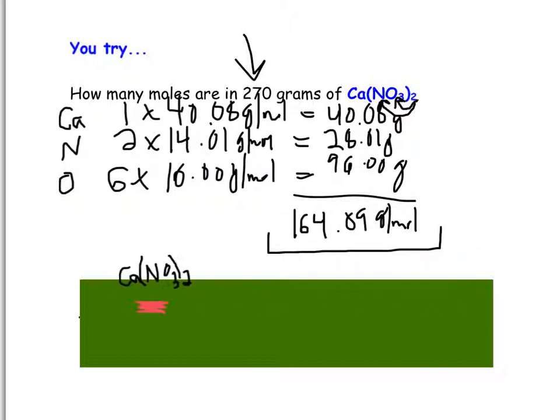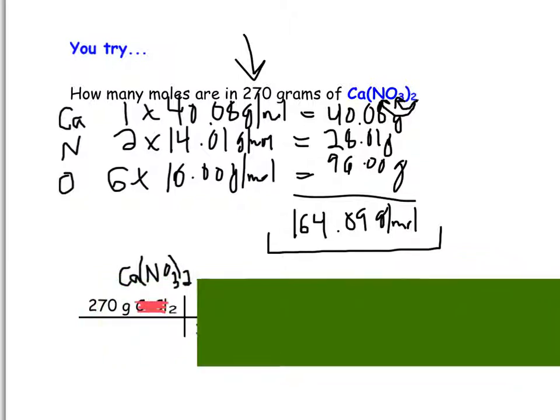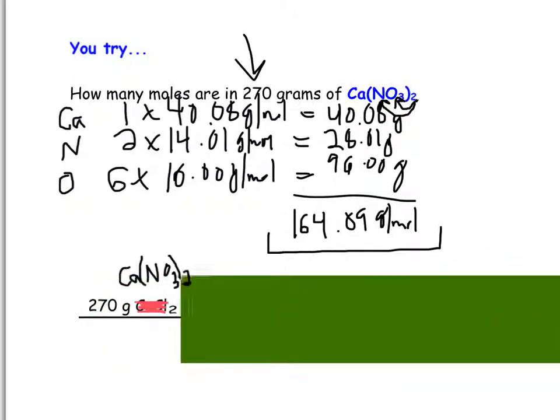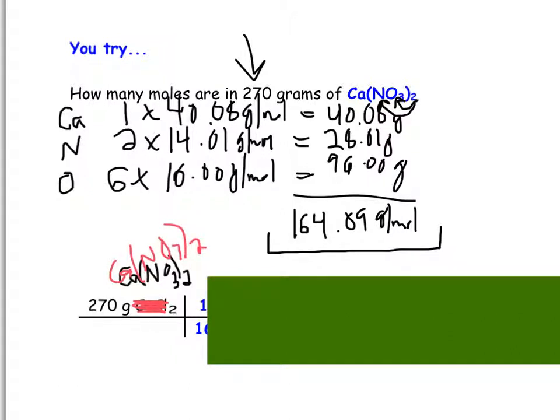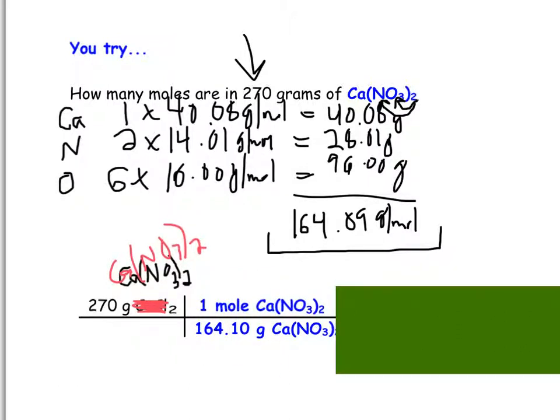So if we start this problem off, we have 270 grams, and that is not of copper chloride. That is grams of our calcium nitrate. And then we have 164.09 or 164.10 grams of calcium nitrate per 1 mole, which we found up top here.